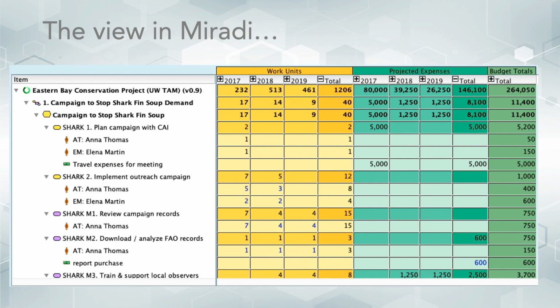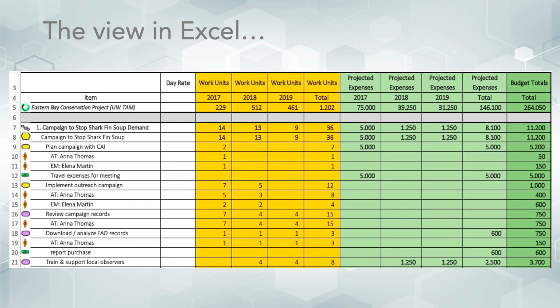Miradi is very useful because it calculates work units and other project expenses for you. And as we demonstrated earlier, it also has a handy roll-up function. But it's just one of several applications that you can use for budgeting. Many conservation teams use Excel. Here's that same view in Excel.